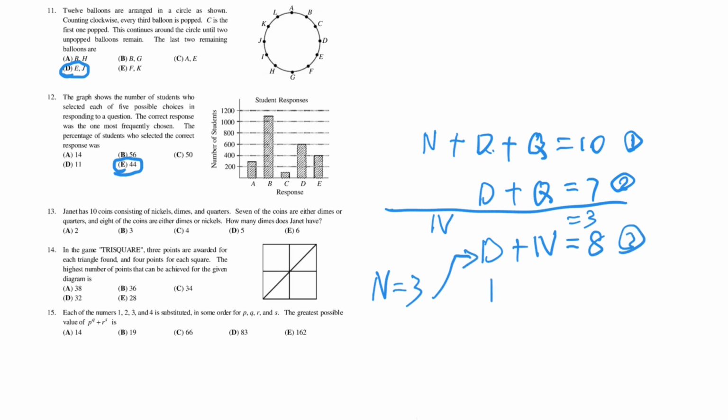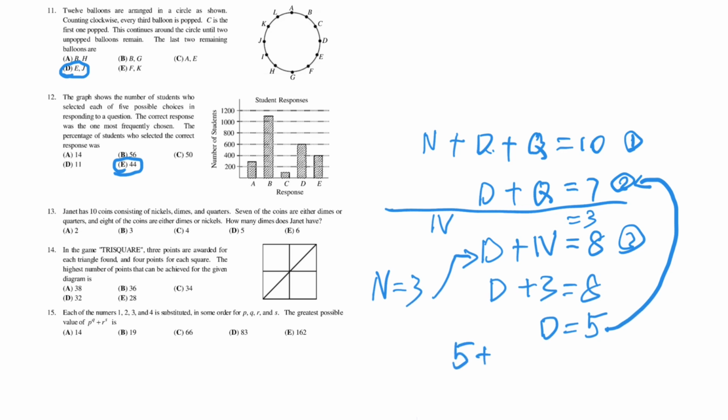Plug into equation 3. That gives us the number of dimes plus 3 equals 8. So the number of dimes is 5. Actually, I don't need to plug into equation 2. It says dime plus quarter equals 7, so the number of quarters equals 2. They ask how many dimes Janet has. So that's 5. The answer is D.